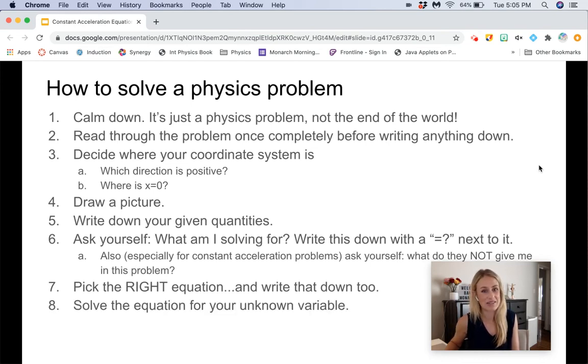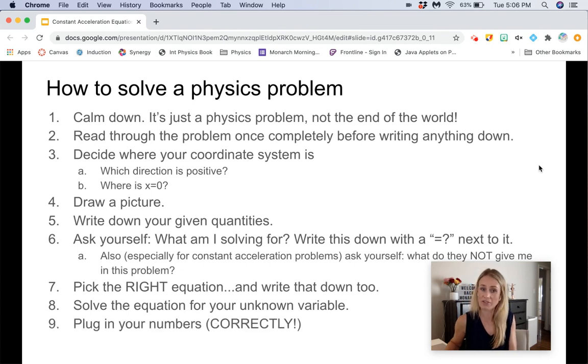Number eight, you want to solve the equation for your unknown variable, and I mean solve it algebraically. Now, I know that sometimes it's easier to just plug in numbers and just solve. But the AP test actually really likes when you manipulate variables algebraically. So I want you guys to practice this. I want you to practice solving the equation in variable form before you actually plug in the numbers, okay?